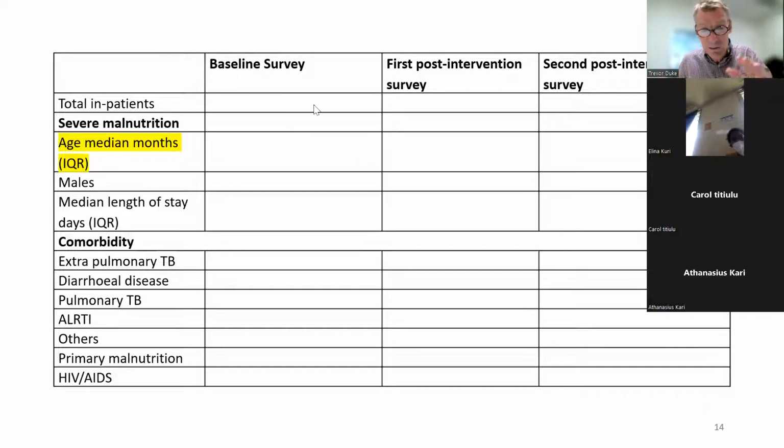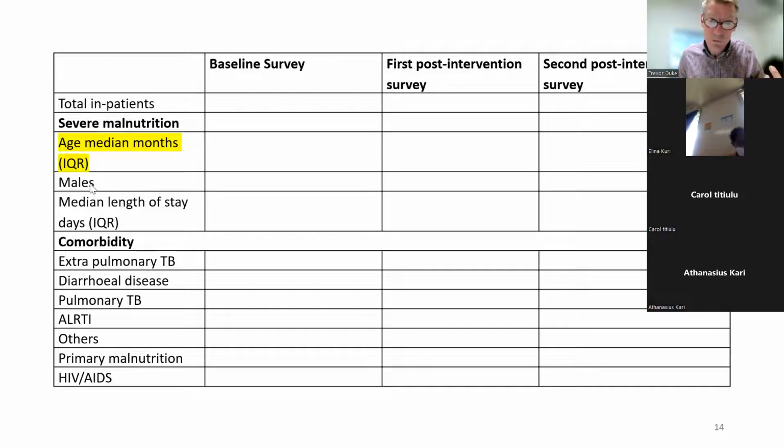In between the first and second survey, he did an educational intervention to try to improve the management of children with severe malnutrition, but they end up being different patients, right? And so certain things you would look at and you'd say, well, some of them are continuous variables and some of them are binary variables. For example, the age that you present, that's a continuous variable, so you might present it as a median, right, in months and the interquartile range.